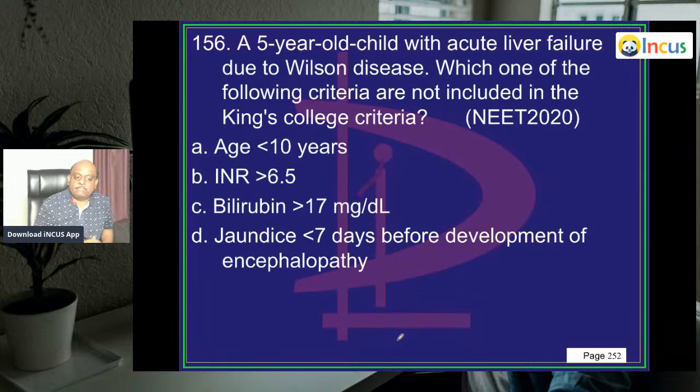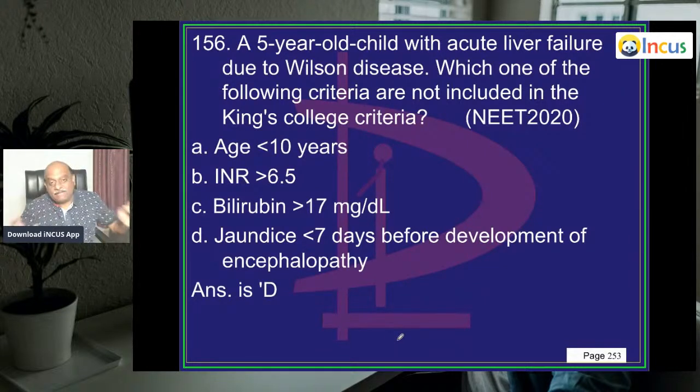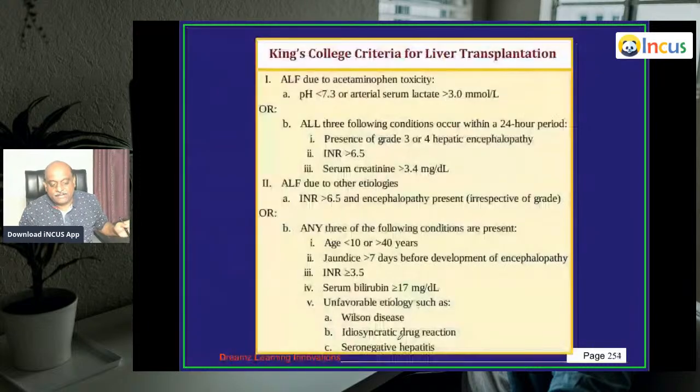Now comes liver failure. A 5-year-old child with acute liver failure because of Wilson's disease. What is the King's College criteria for transplantation? It is purely a mugging-up item, doctor, nothing to do with intelligence. So King's College made the criteria for doing liver transplantation.